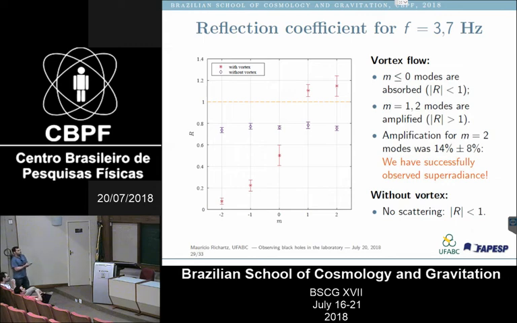So just some important details here. Negative m modes, so basically the counter-rotating modes, are always absorbed. They are always below the baseline. m equal 1 and m equal 2 are amplified. The amplification we got here was bigger for m equal 2. So here, if you measure where this point is, it's around 1.14. That's why I say 14%. But as I said, comparing to 0.8, it should be even bigger.